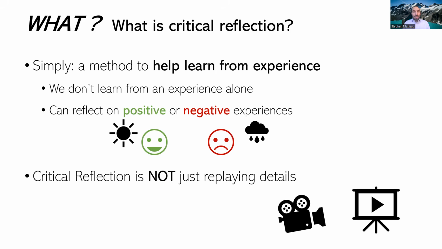A common mistake is that critical reflection is not just replaying details. This is superficial. This is storytelling. While storytelling can be useful for other things, storytelling is not critically reflecting. Oftentimes, there are details that are important to the story that aren't actually important to what you've learned. So we're looking here to pare down any type of storytelling and just dig into what's important.